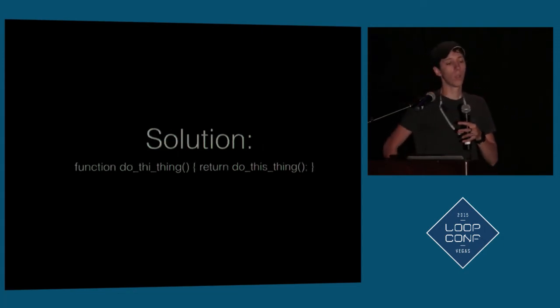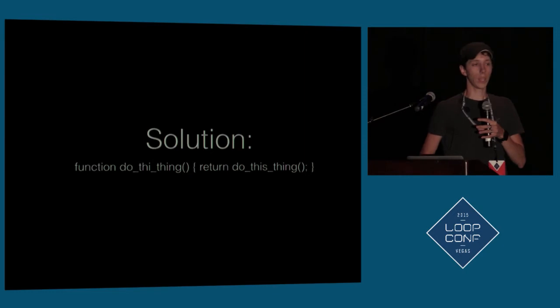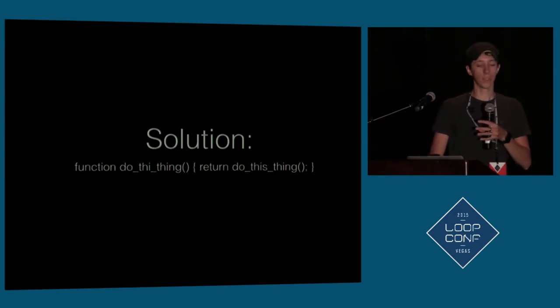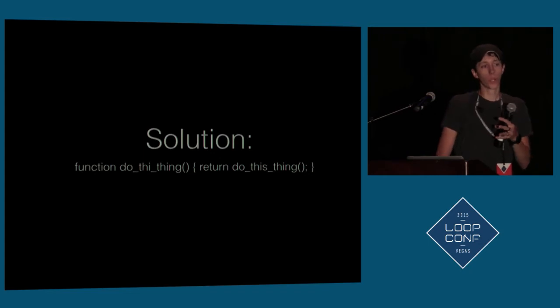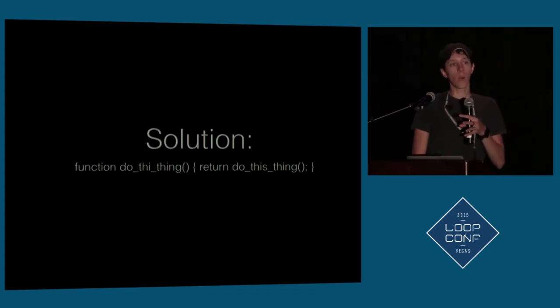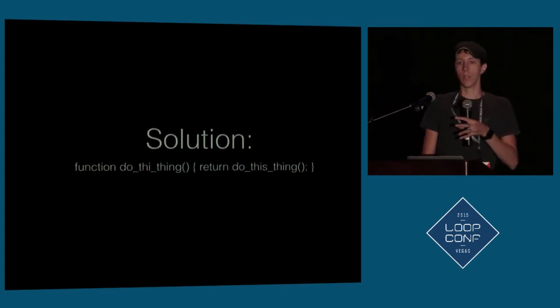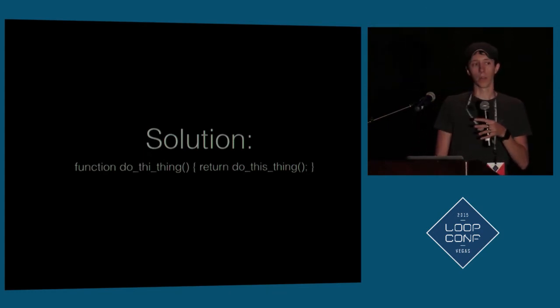Solution is very simple. You leave the old function in, and you make it a wrapper to the new one. It's simply function do_thy_thing, returns do_this_thing. It's a really, really simple solution. It's not one that we love because we keep leaving old code in there that we would really like to get rid of, but it's a lot better than a fatal error.